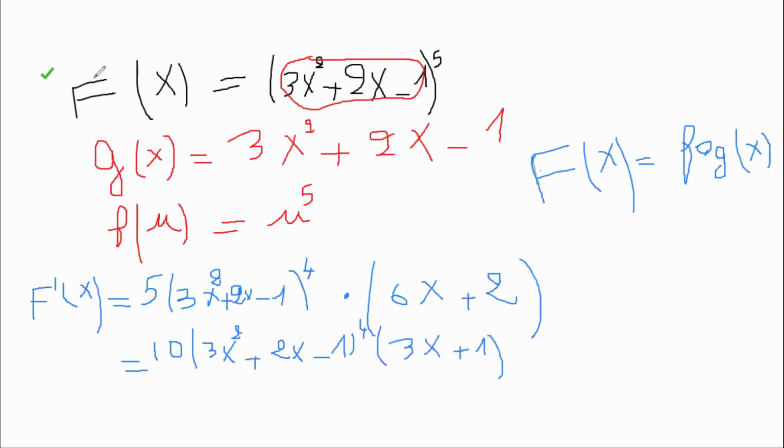Here we have your function, (3x squared plus 2x minus 1) to the 5. Is it clear? When we look at this function, we have something inside the parentheses and something outside the parentheses. Is it okay?